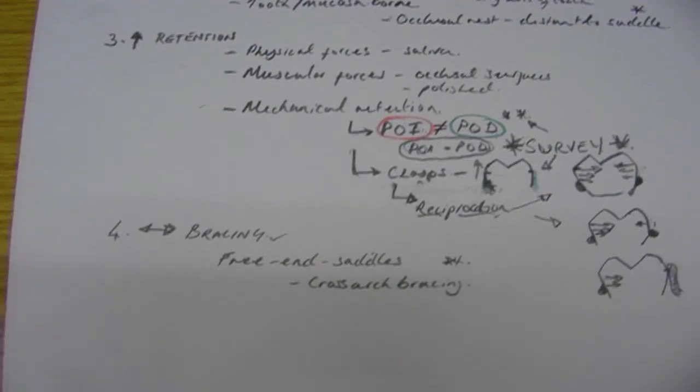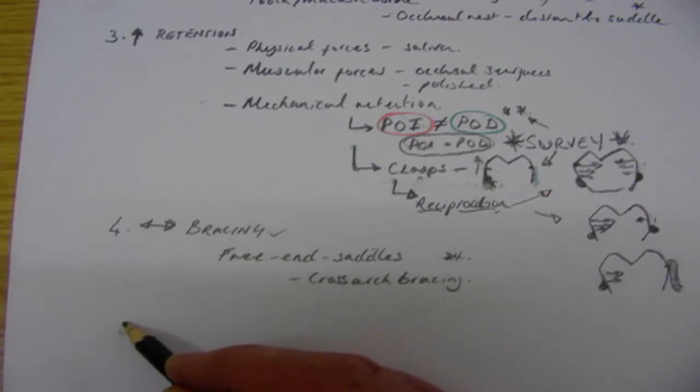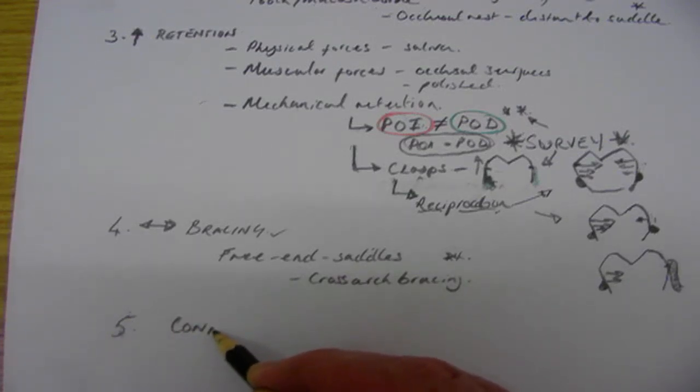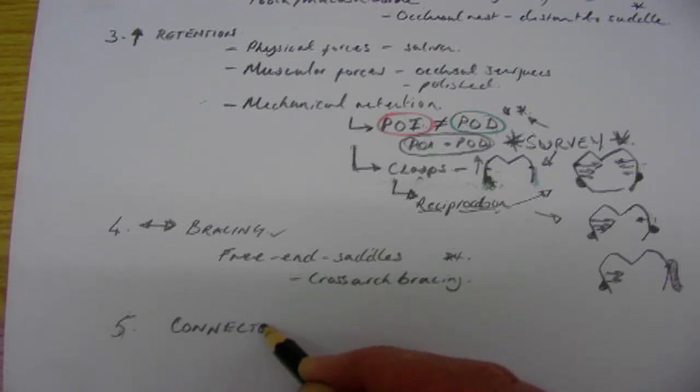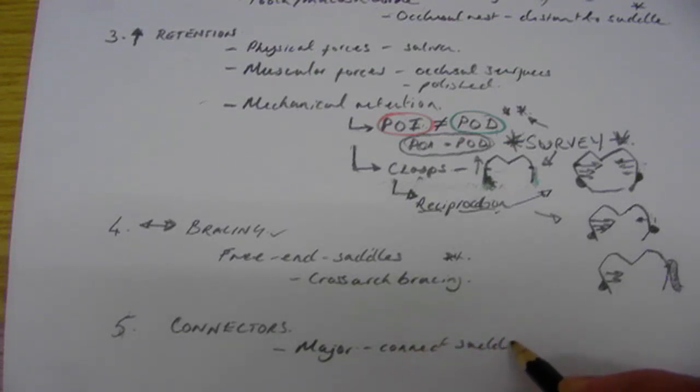Okay, so we're getting there now. Saddle support, retention, bracing, and now we need to think about how we're going to connect all these bits and pieces together, and for that we use connectors, and connectors are either large or small, i.e. they connect the saddle area, so we have major connectors which connect the saddle areas, and they provide the rigidity for the denture.